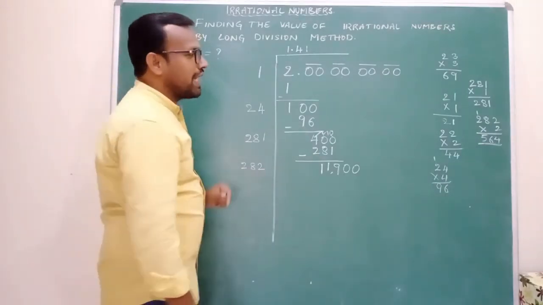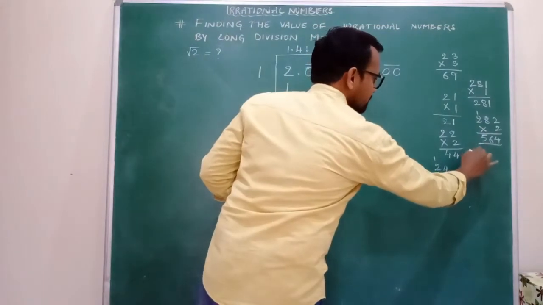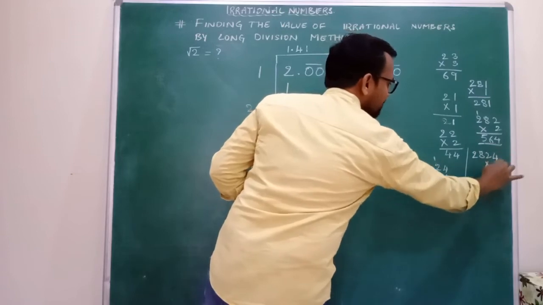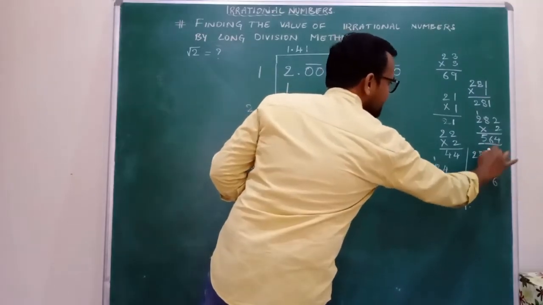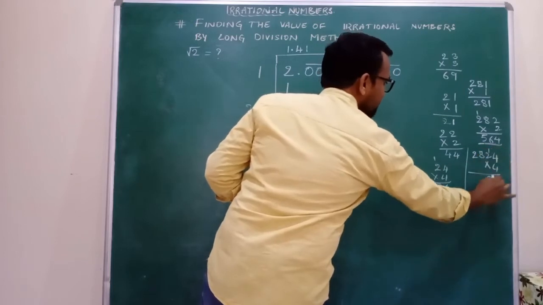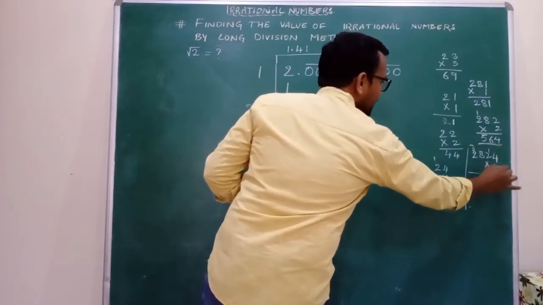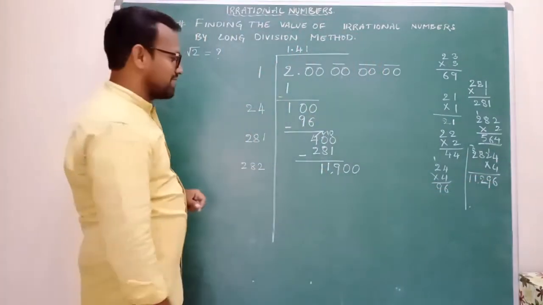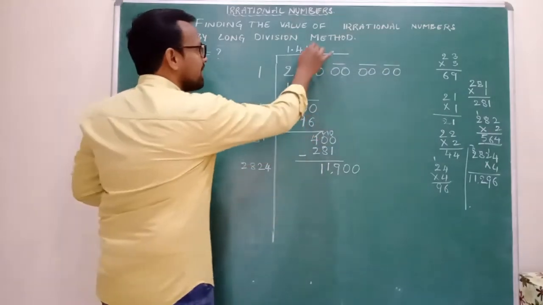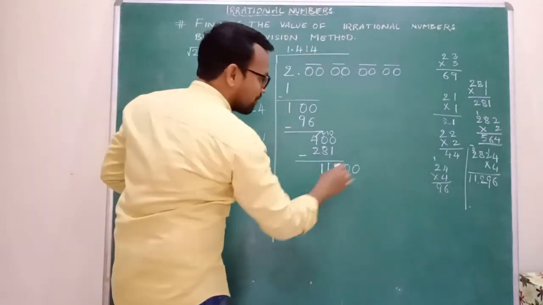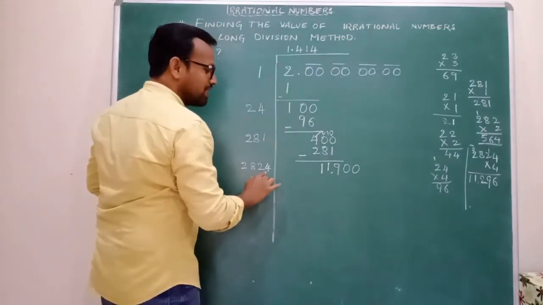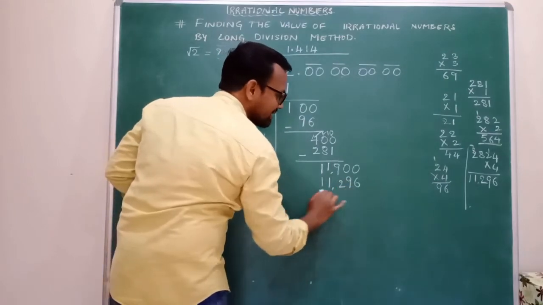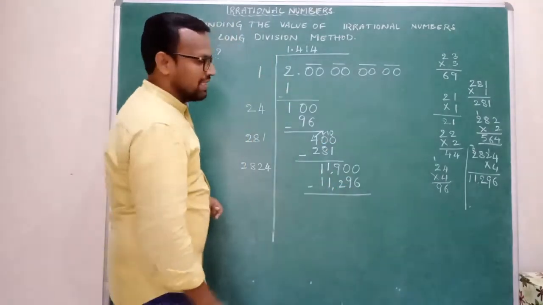So after 282, I am taking 4 and multiplying by 4. 4 fours are 16, 4 twos are 8 plus 1, 9, 4 eights are 32, and 4 twos are 8 plus 3, 11. 11,296, which is very near to this. So let me take 4 here and 4 here also, and the product of 4 and 2824 is 11,296, which we already did. Now, let us subtract.